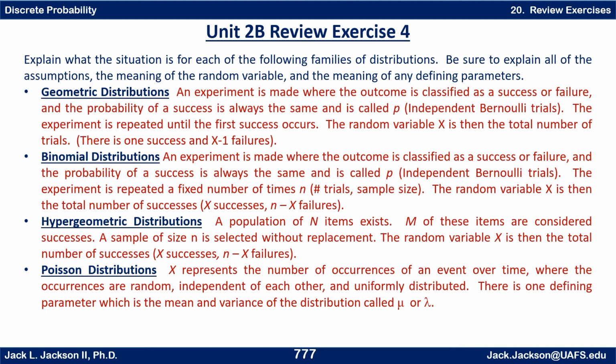But we also talked a little bit about the Poisson distribution. X represents the number of occurrences of an event over time, where the occurrences are random, independent of each other, and uniformly distributed. And there's one defining parameter, which is called either mu or lambda. And mu or lambda, whichever one you use, is both the mean and the variance of the distribution.